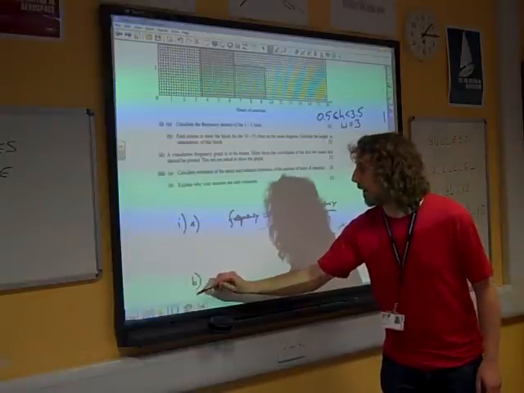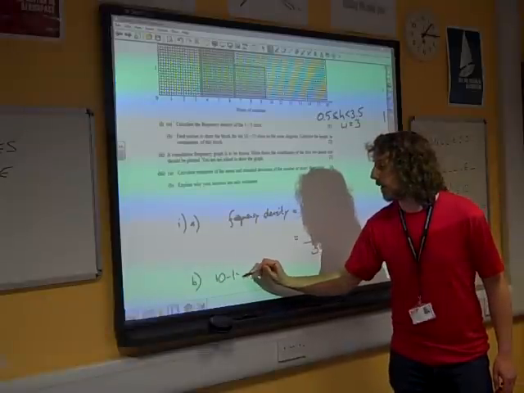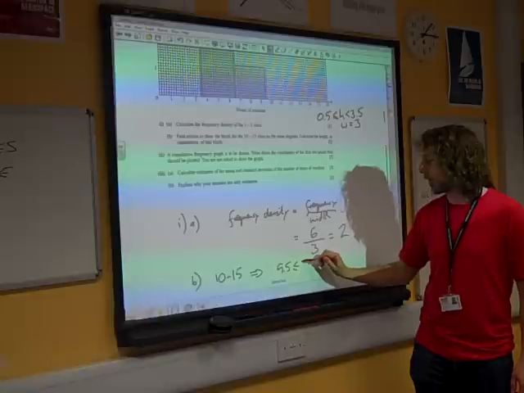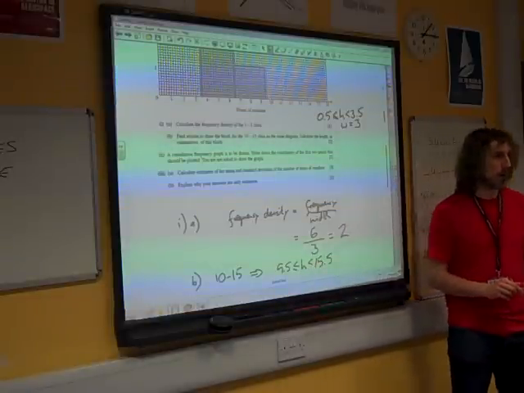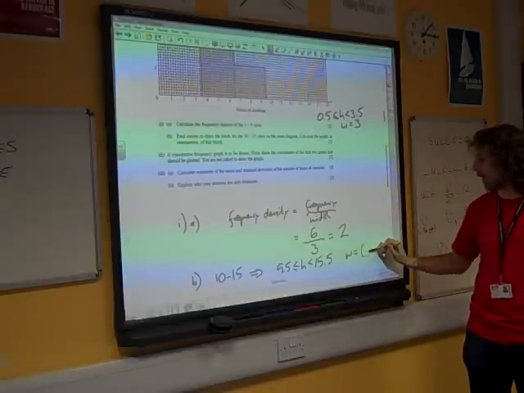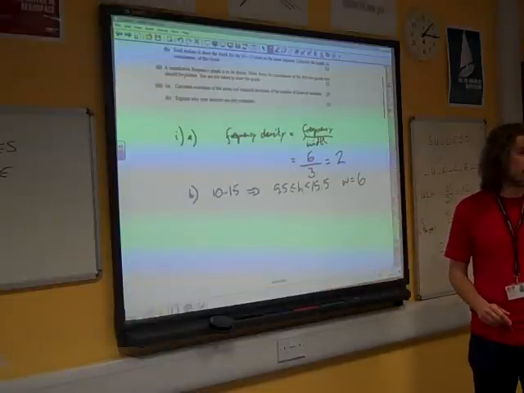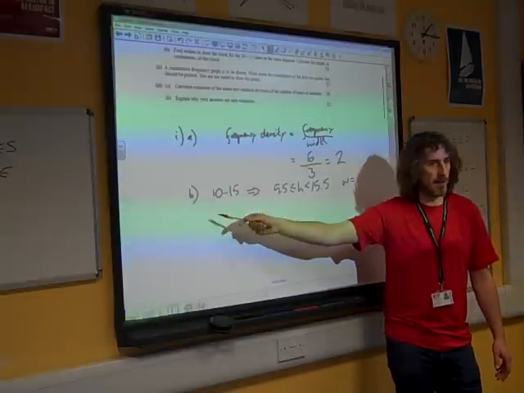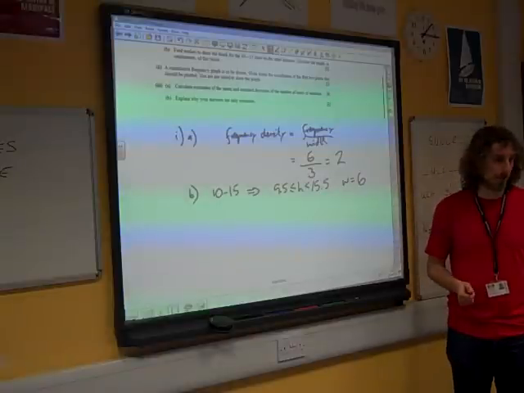So for part B, we now have a class that is 10 to 15. So that is 9.5 up to 15.5. The important thing to get from this is actually that the class width this time is 6. Notice how easy it is to blunder into a mistake with this, to just think 10 to 15, 15 take 10 is 5, so that's the width. Whereas you've got to look at the upper and lower class boundaries.